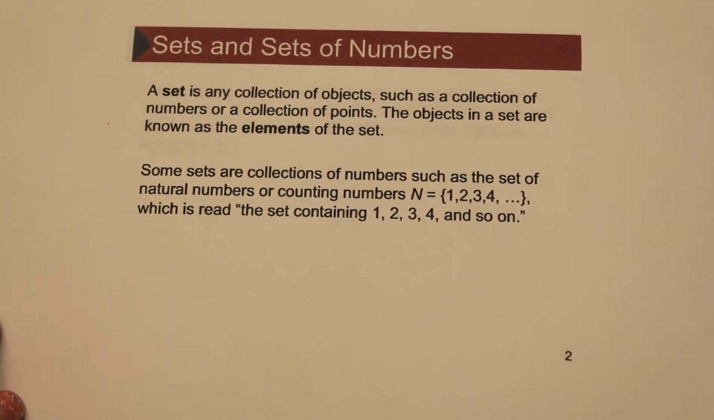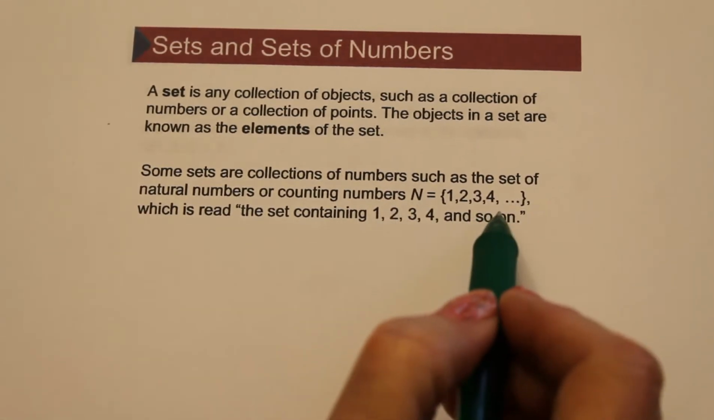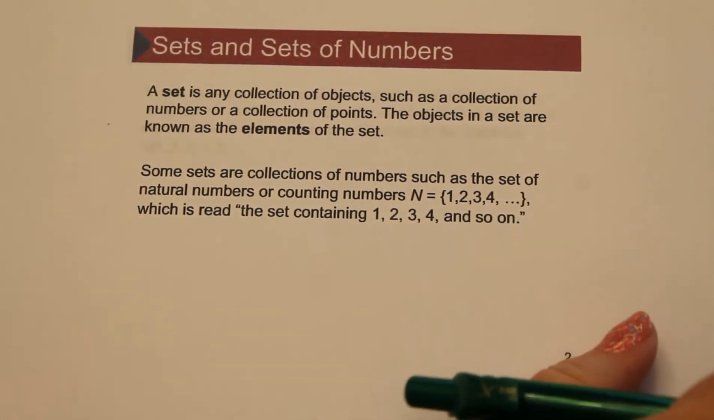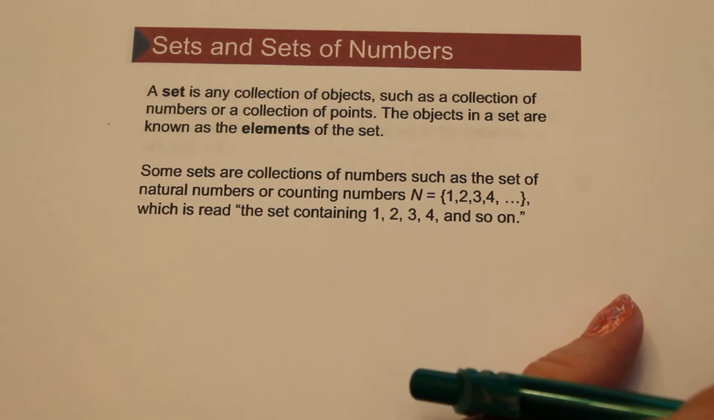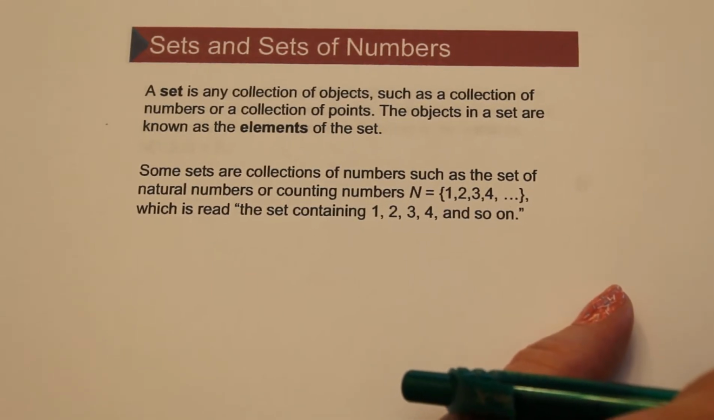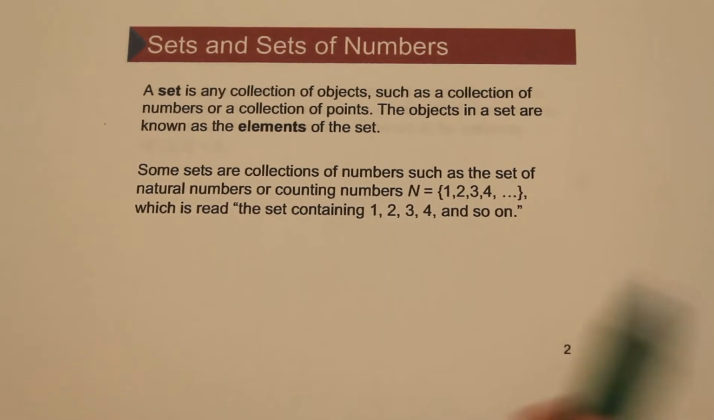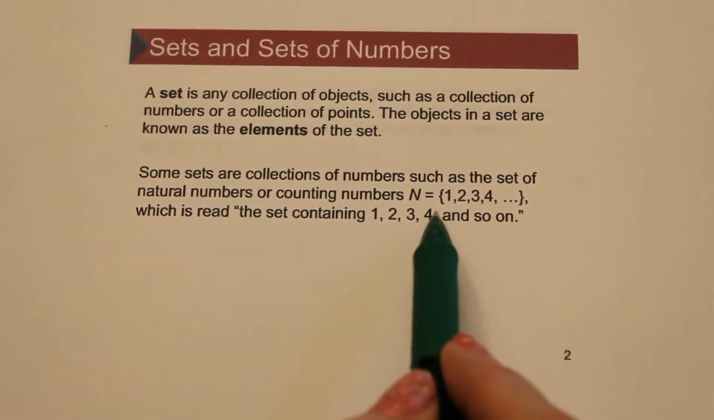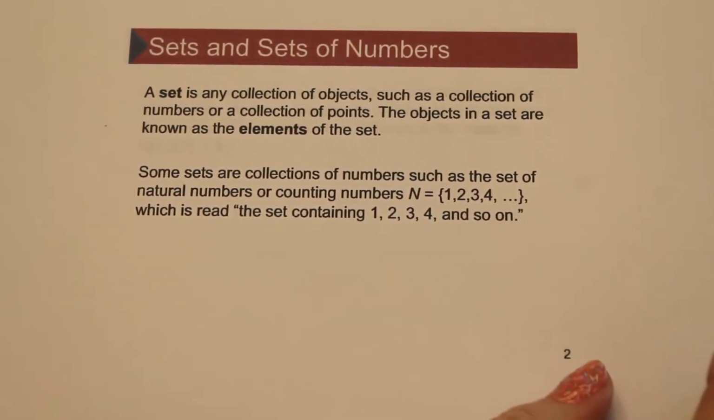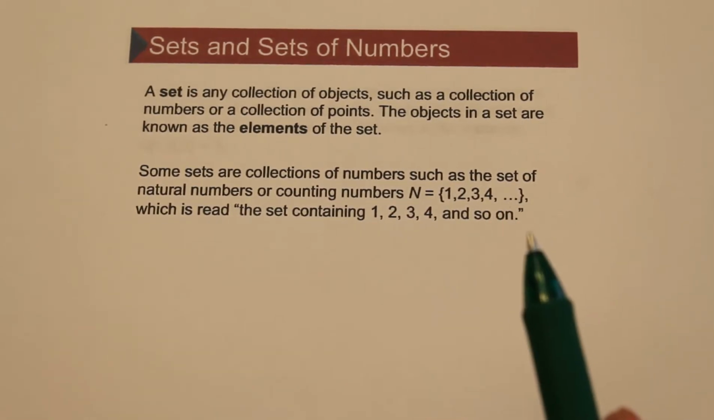One set you might have heard of is the set of natural numbers. Natural numbers are also called counting numbers. They start at 1, so the numbers 1, 2, 3, 4, and so on and so on. This is an ellipsis. It goes off into infinity. So that would be set N. The name of the set is an uppercase letter, and set elements are surrounded by curly brackets.